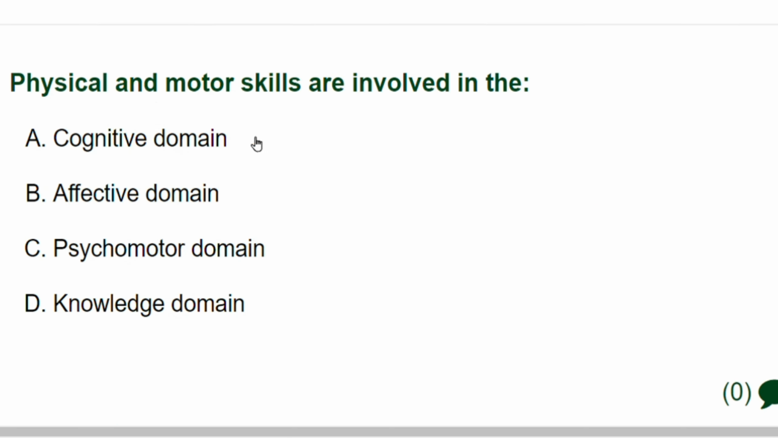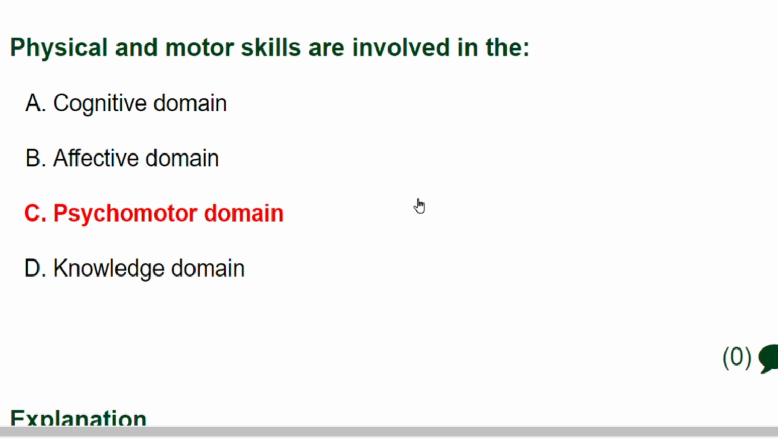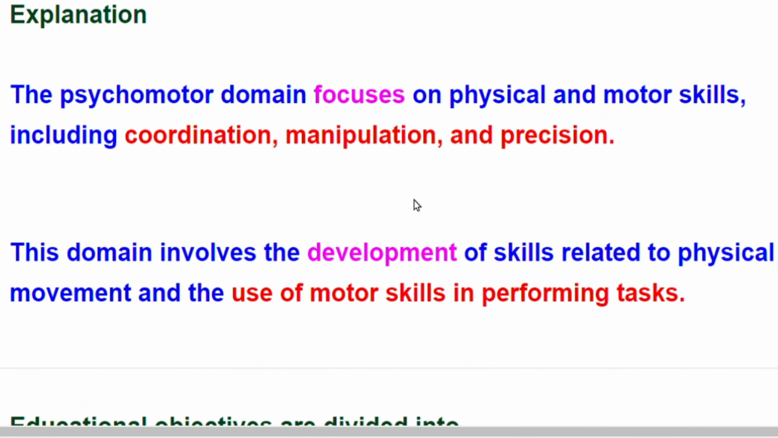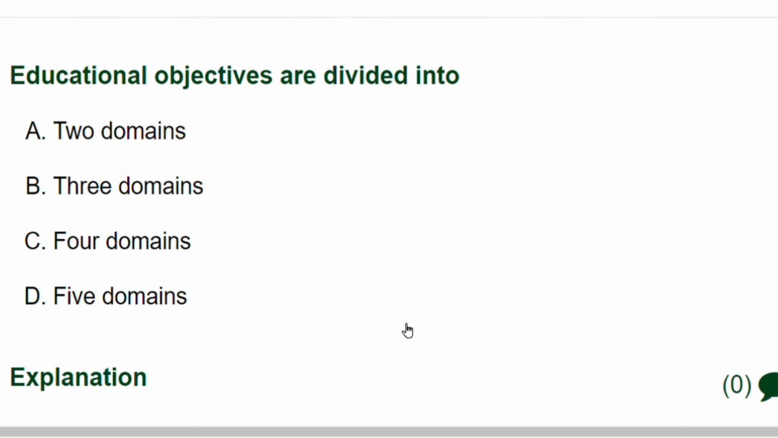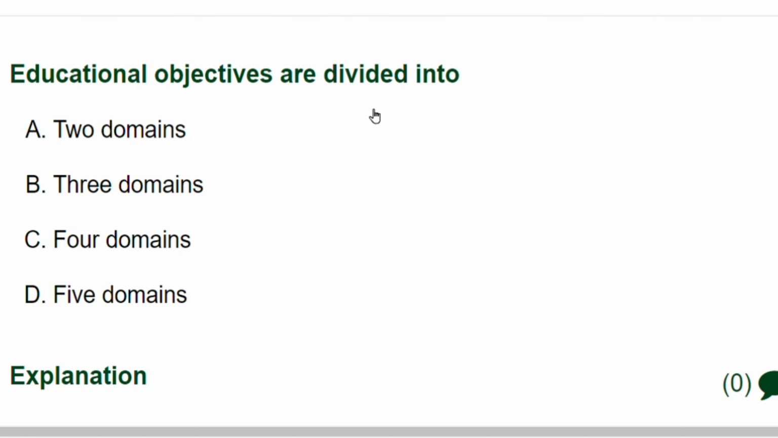Physical and motor skills are involved in the psychomotor domain. The psychomotor domain focuses on physical and motor skills including coordination, manipulation and precision. The domain involves the development of skills related to physical movement and the use of motor skills in performing tasks. Educational objectives are divided into three domains.